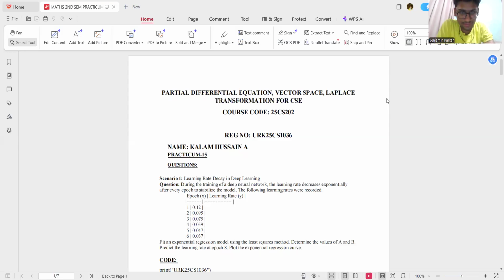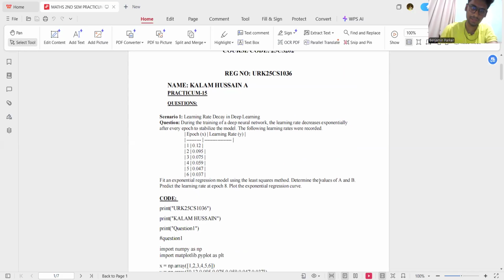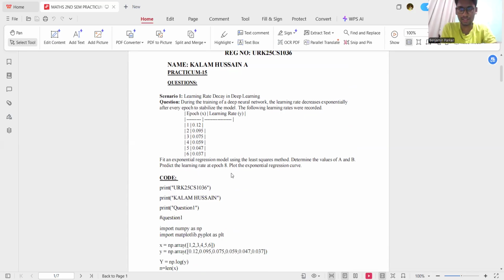The first question is learning scenario one, which is learning rate decay in deep learning. During the training of a deep neural network, the learning rate decreases exponentially after every approach to stabilize the model. The following learning rates were recorded, approach and learning rate. We have to find the exponential regression model using the least square method, determine the values of A and B, predict the learning rate at approach 8, and plot the curve. Let us dive into it.